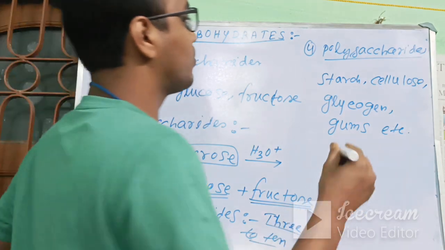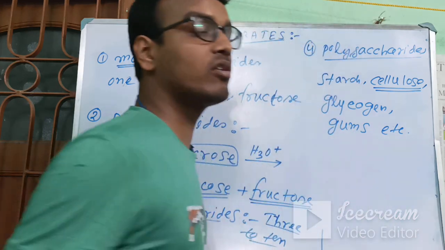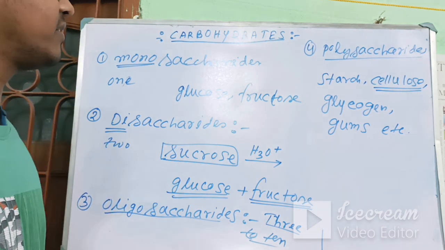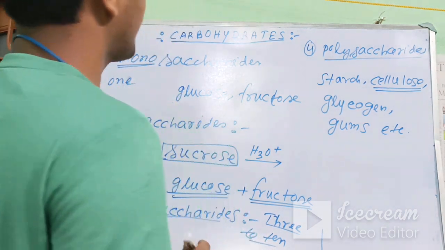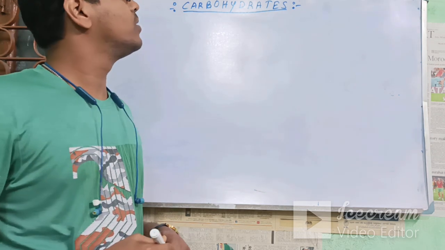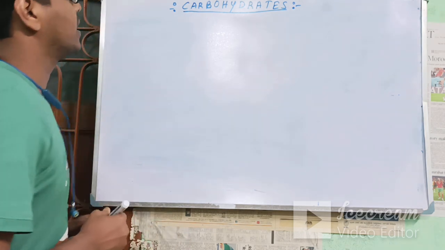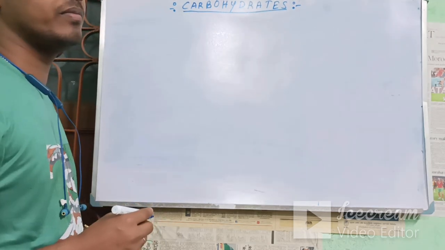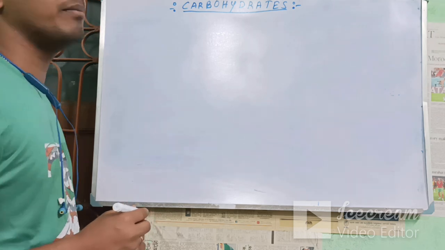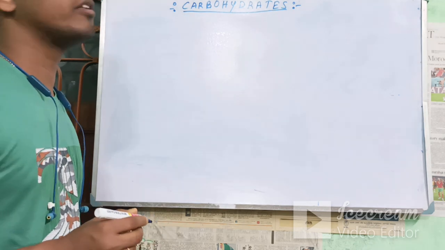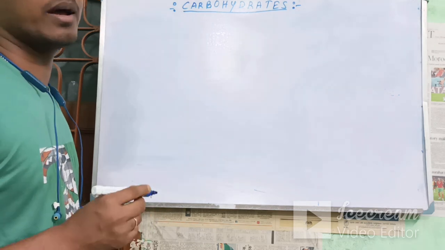And cellulose is a very important class of carbohydrate compound, because it is the most important constituent of the cell wall of the plant. So this is the classification of the carbohydrate molecule. Now we are discussing the classification of carbohydrates depending upon the number of carbon atoms present in the main chain and the presence of the functional group in the carbohydrate molecule.